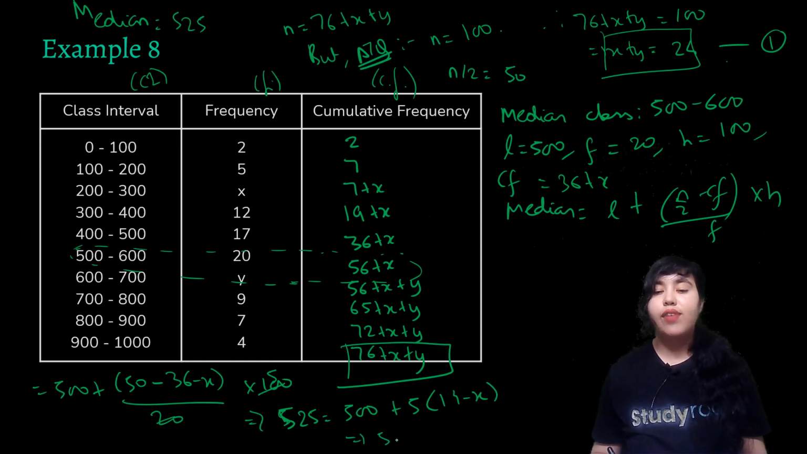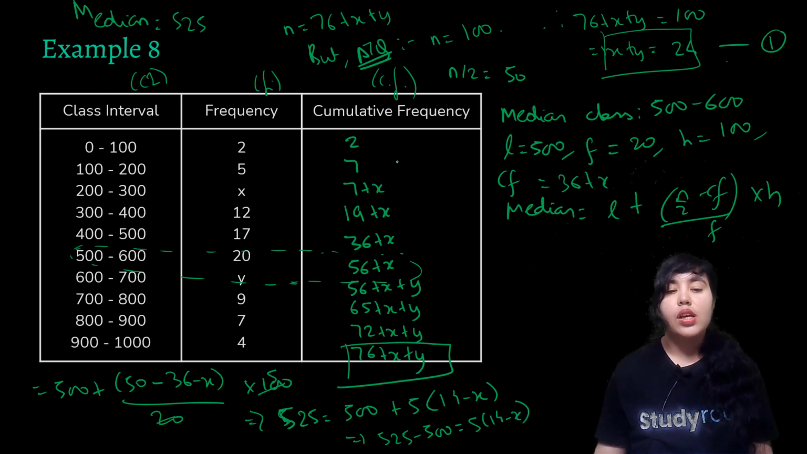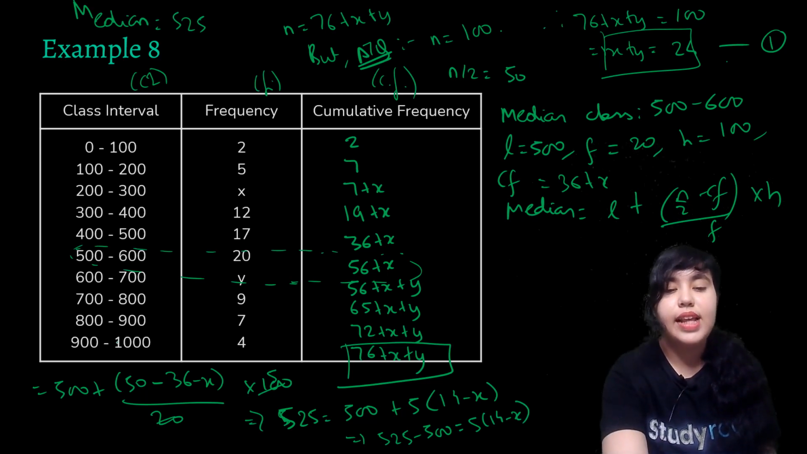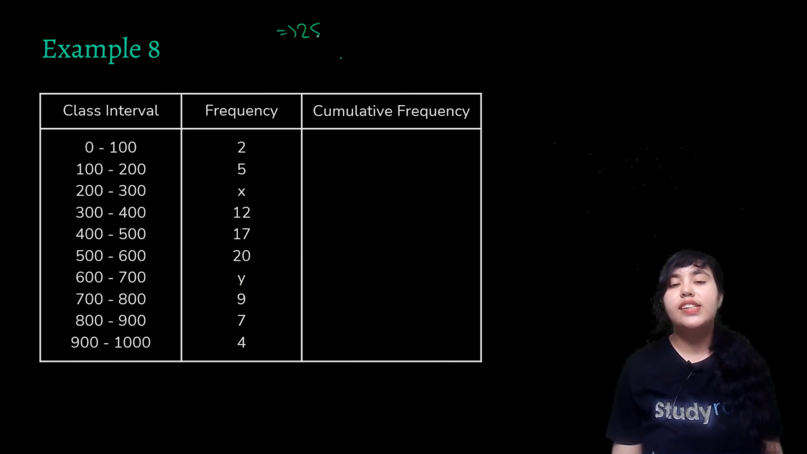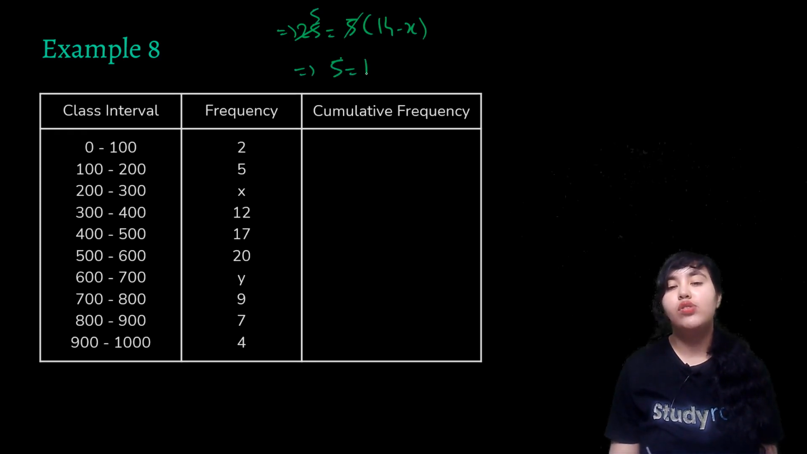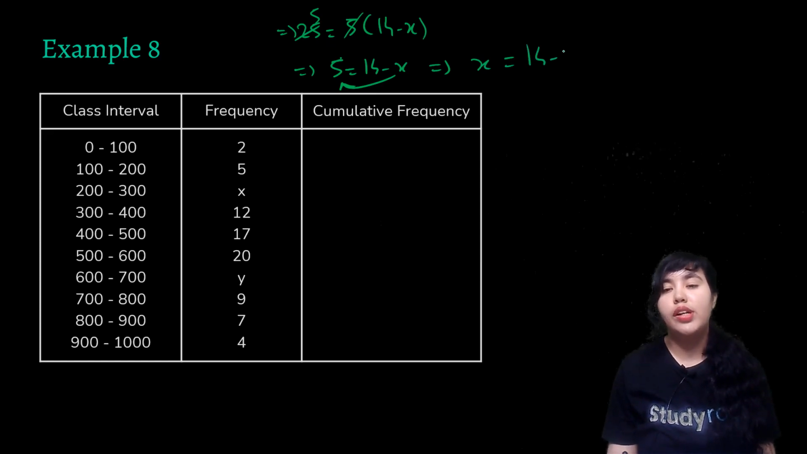So I can then say 525 minus 500 is equal to 5 into 14 minus x. Let's clear up some space. This is nothing but a simple linear equation in one variable, that is x. So you will get 25 is equal to 5 into 14 minus x. So you will get 5 is equal to 14 minus x. Let me take this x to the LHS, so it becomes plus x. You'll have 14 minus 5, that is 9. So we get x equal to 9.